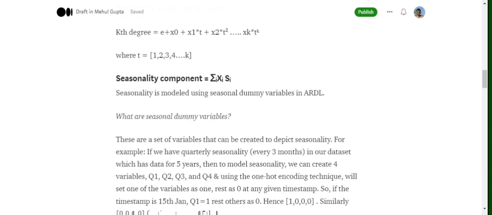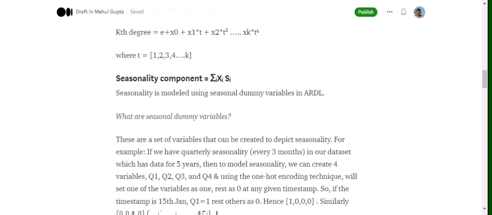Now moving on to the seasonality component. The seasonality component is denoted by the summation over i of x_i into s_i. Now this is something tricky that we need to understand. What is x_i and what is s_i? Again, as we saw in the case of trend, x0, x1, x2, xk were all coefficients of different terms. Similarly, here x_i also is the coefficient of the seasonal dummy variables that we have formed. Now, what is a seasonal dummy variable? We will take a quick look into that.